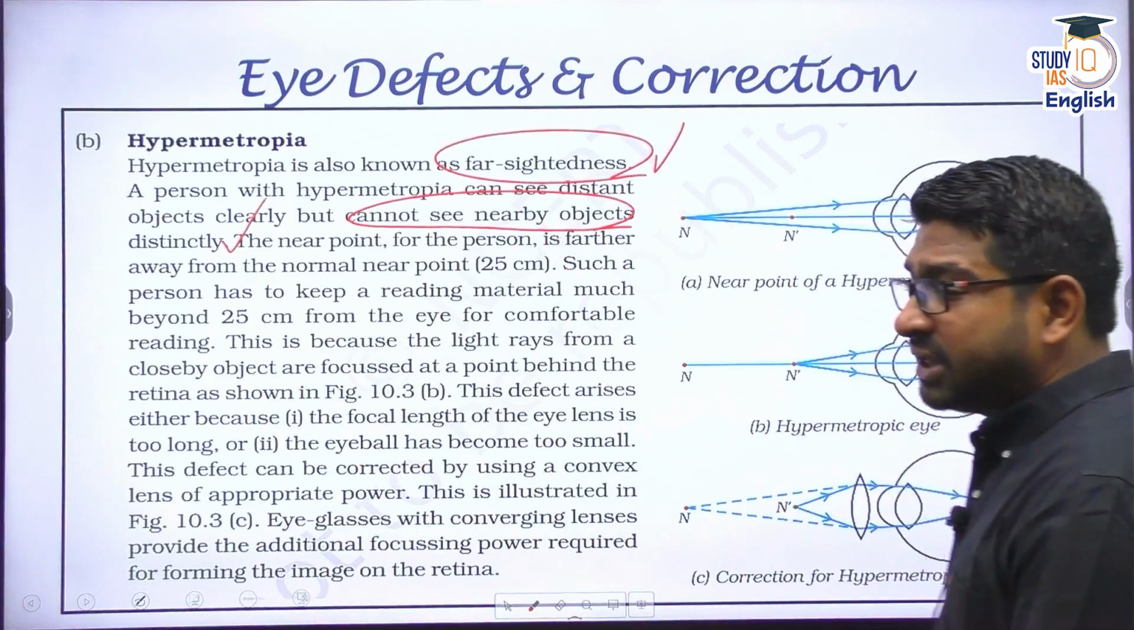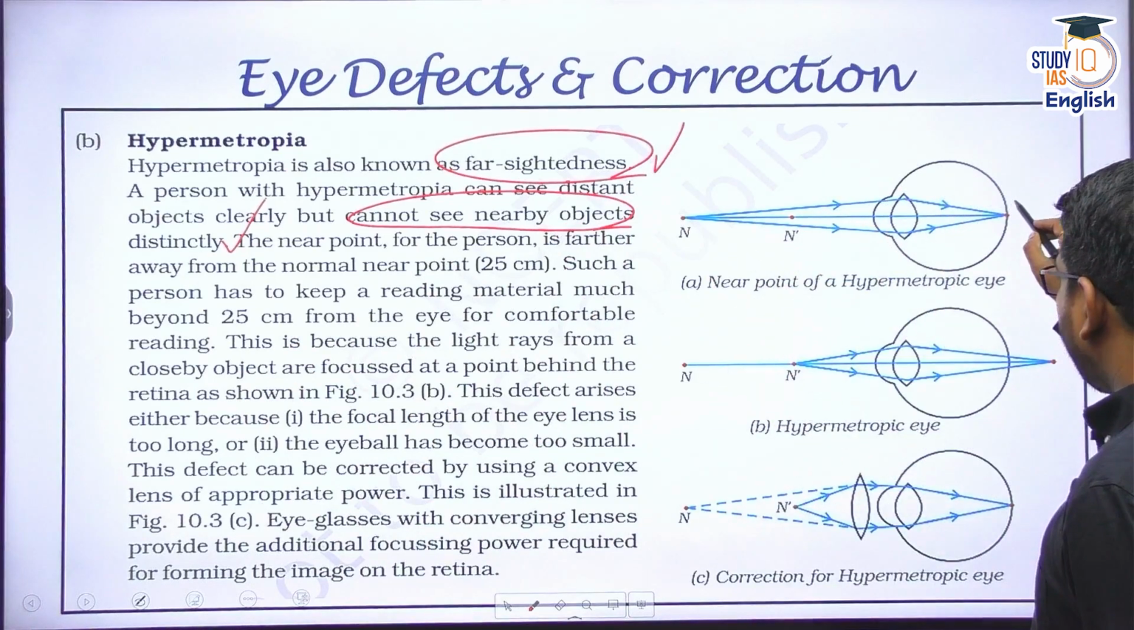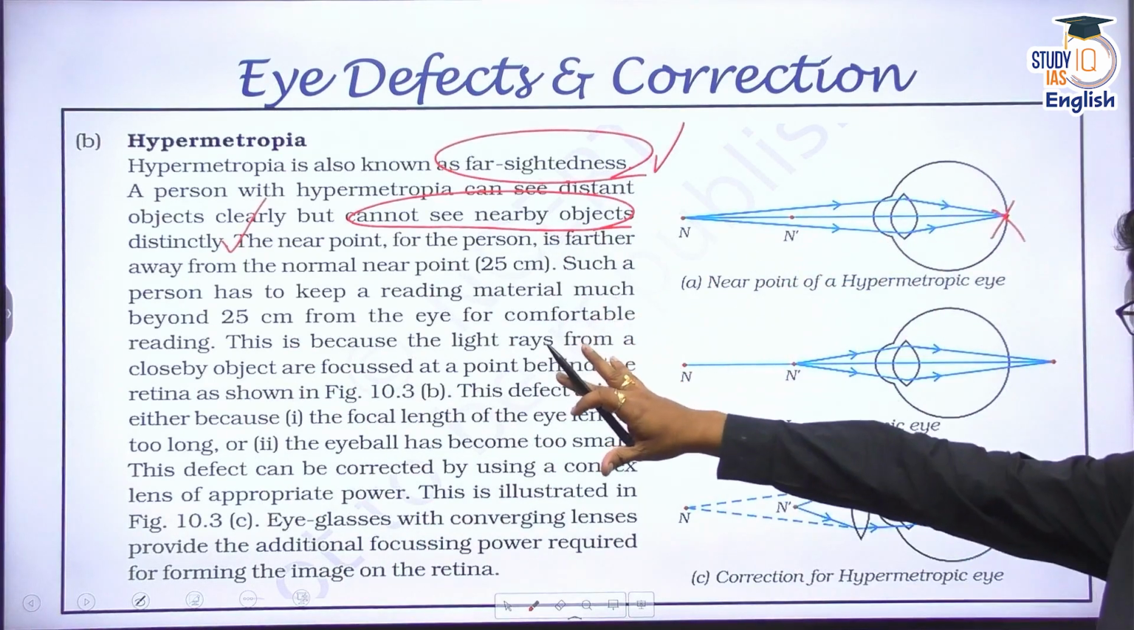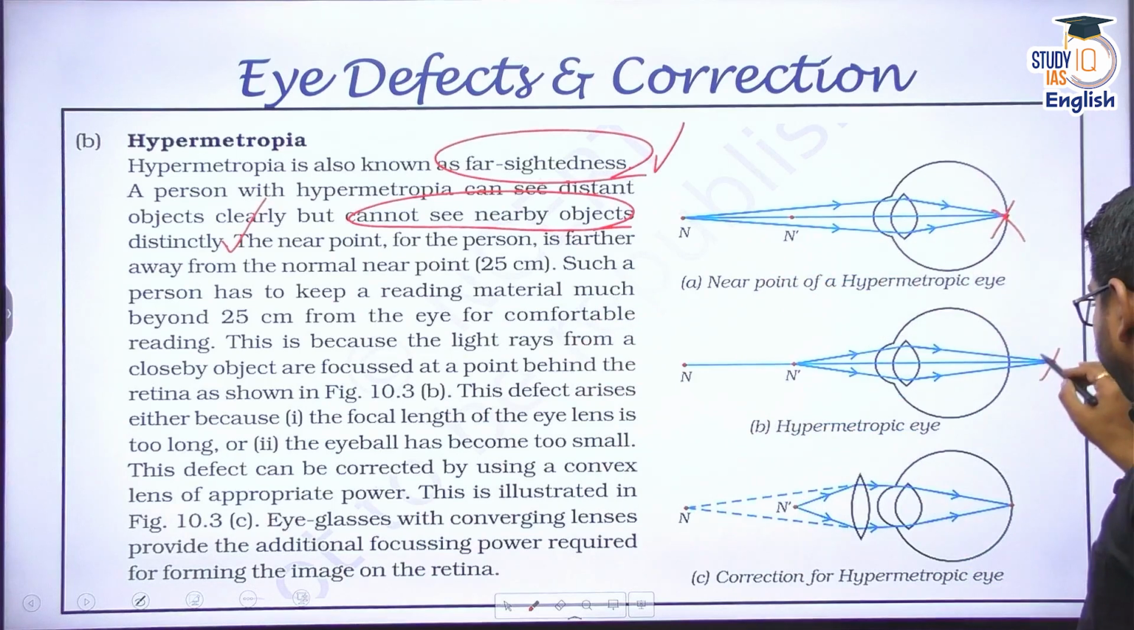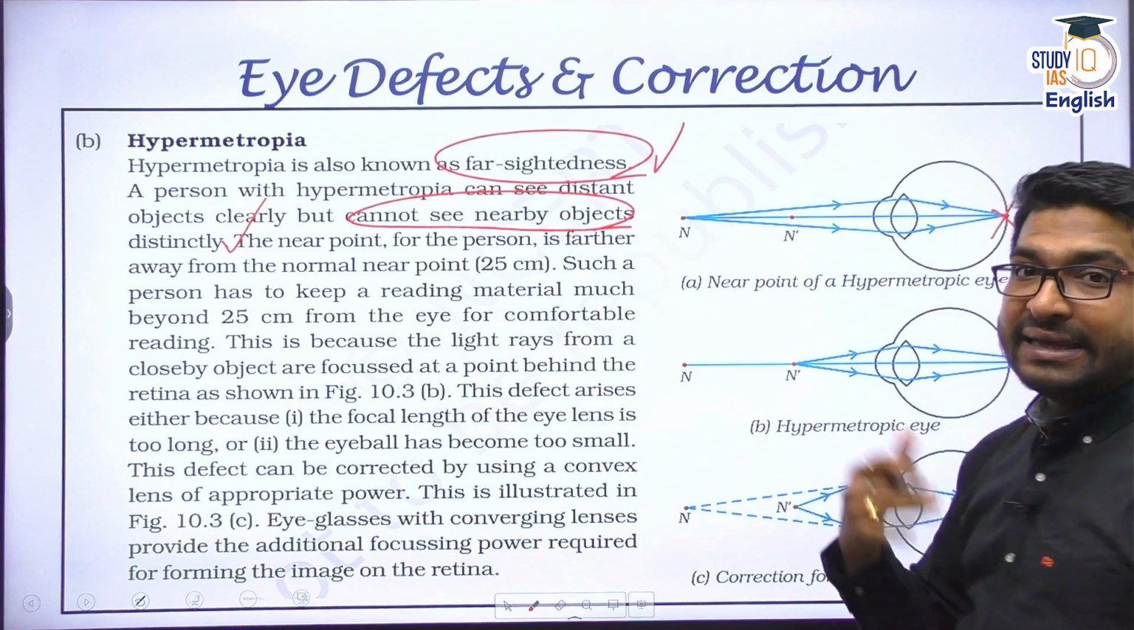Now what is happening here? The image that has to be formed properly here is formed beyond the eye. It is being formed outside the retina.